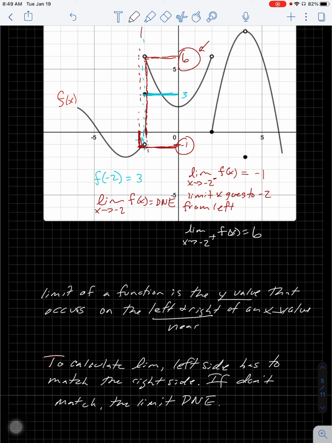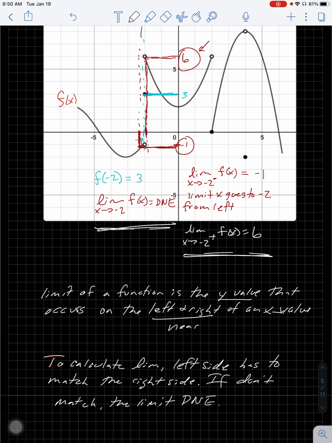So I can talk about what we call left or right-handed limits, or sided limits, okay? From the right-hand side and from the left-hand side. It's just not defined overall from both sides.